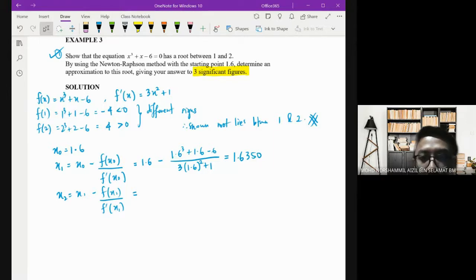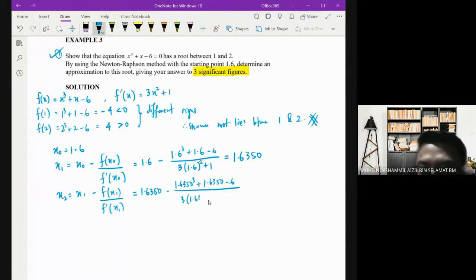Okay, thank you Sridhar. So now we will be using this one to substitute into the formula, 1.6350. We will replace all the 1.6 from earlier: 1.6350 cube plus 1.6350 minus 6 divided by 3 times 1.6350 square plus 1.